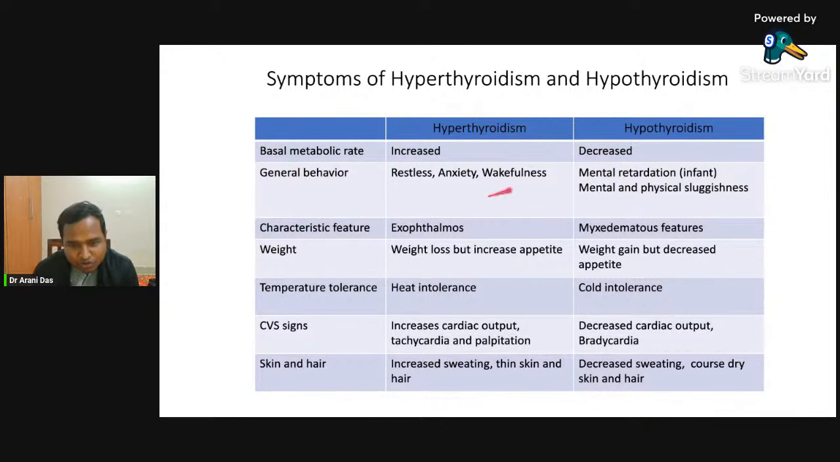General behavior in hyperthyroid cases shows restlessness, anxiety, and wakefulness. The patient will be very listless, and fine tremor is also associated with hyperthyroidism, in thyrotoxicosis cases with excess thyroid hormone. In hypothyroidism, there will be mental retardation in infants, and in adults, mental and physical sluggishness. The characteristic feature, exophthalmos, we all know.